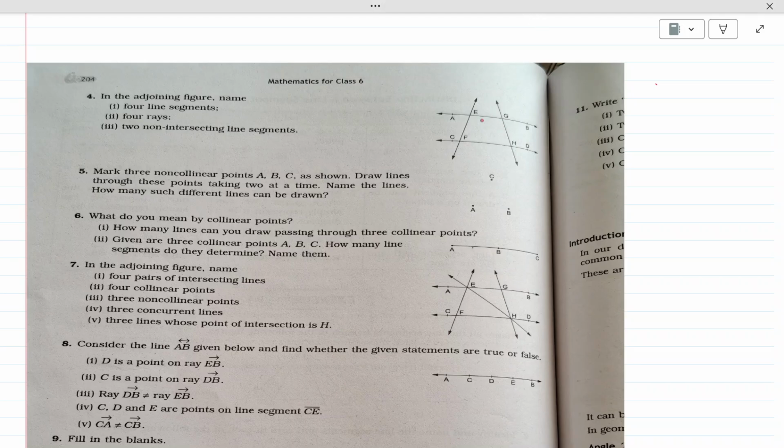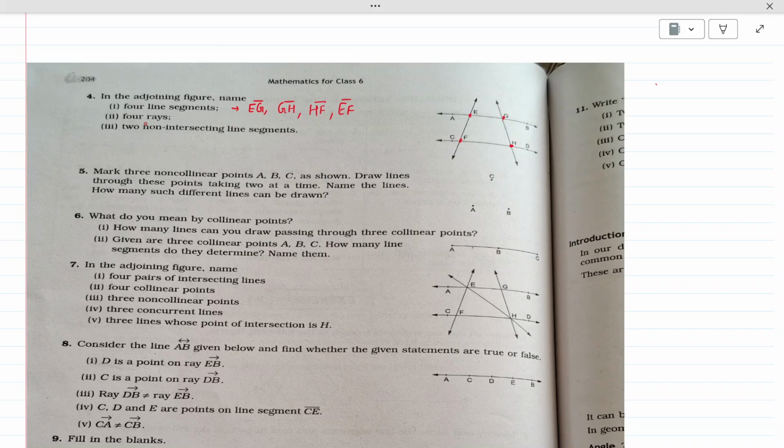We have to find the line segments. So line segments are what? Which are fixed. So the first line segment is EG. It has a fixed starting and a fixed end point. Okay, so I'm writing here. This is EG. The second one is GH. It has a fixed starting and fixed end point. GH. Then you have HF or FH. You can write either way. HF. And the last one is EF. This one. Okay. This one is EF. So these are the 4 line segments which have fixed starting and fixed end points.